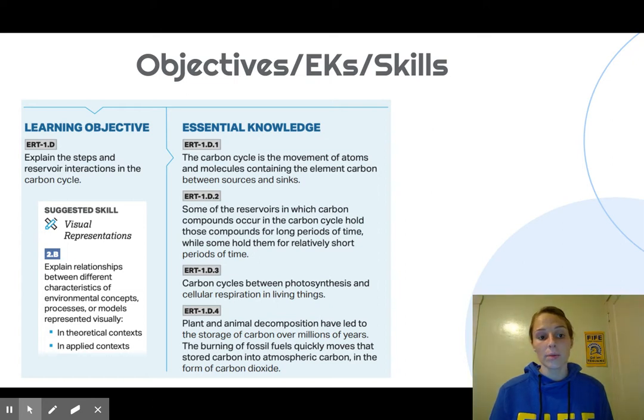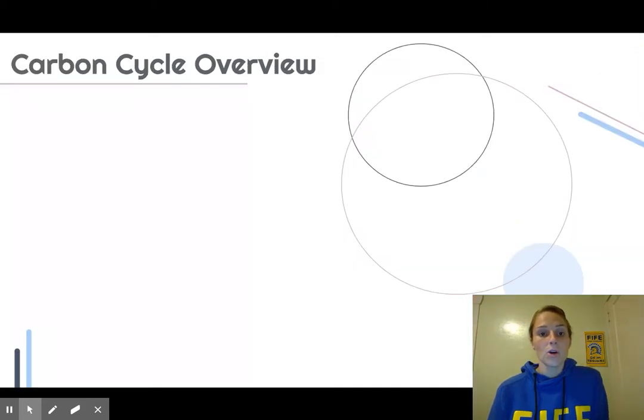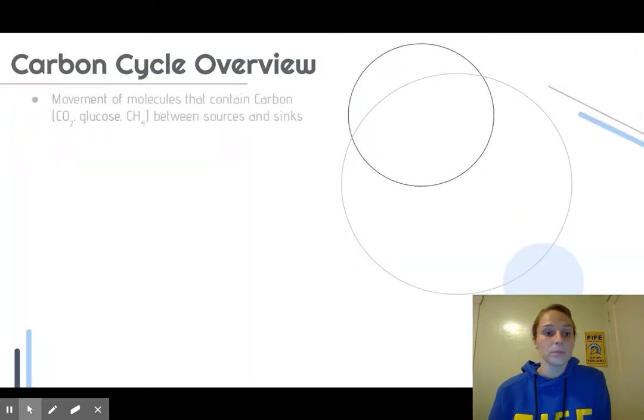And the skill that you're going to practice at the end of this is going to be with visual representations. So explaining relationships between different characteristics of environmental concepts, processes, or models represented visually in theoretical contexts or in applied contexts. So an overview of the carbon cycle.